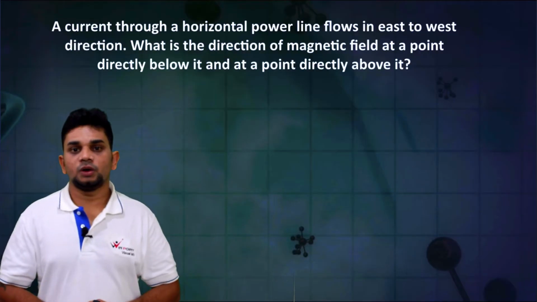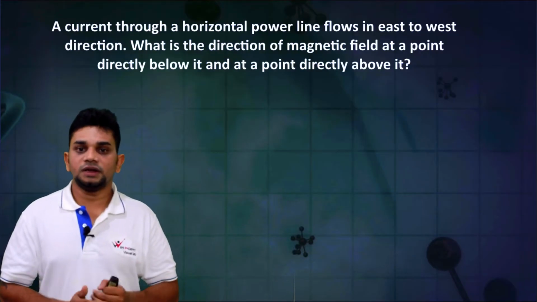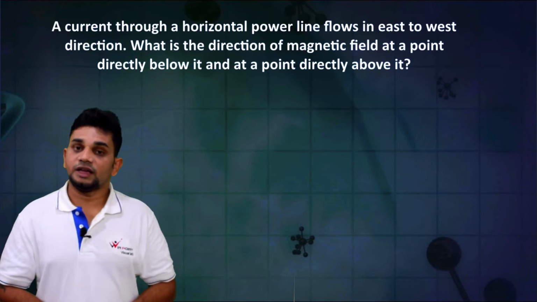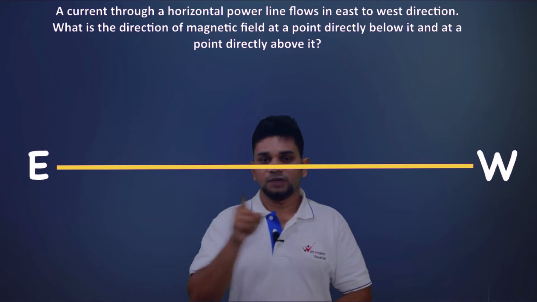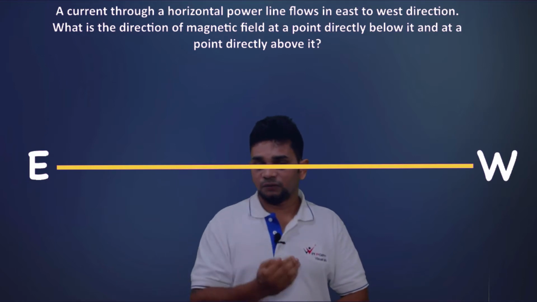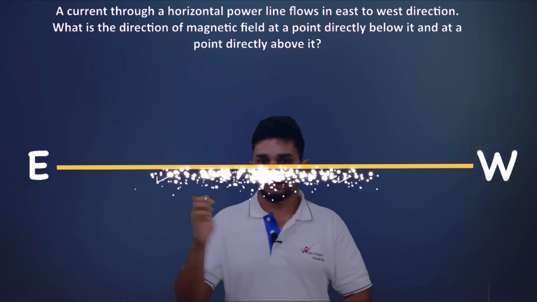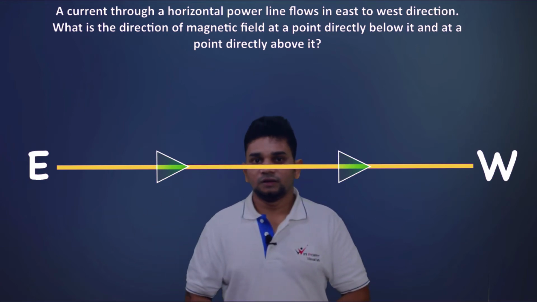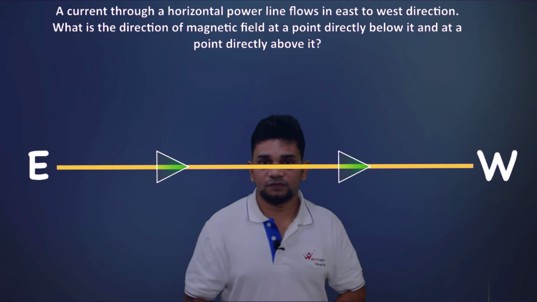A current through a horizontal power line flows in east to west direction. What is the direction of magnetic field at a point directly below it and at a point directly above it? Here there is a conductor, it's a power line and the current is flowing from east to west. Here you can see the direction of current, it is east to west, right? We need to find the direction of magnetic field.